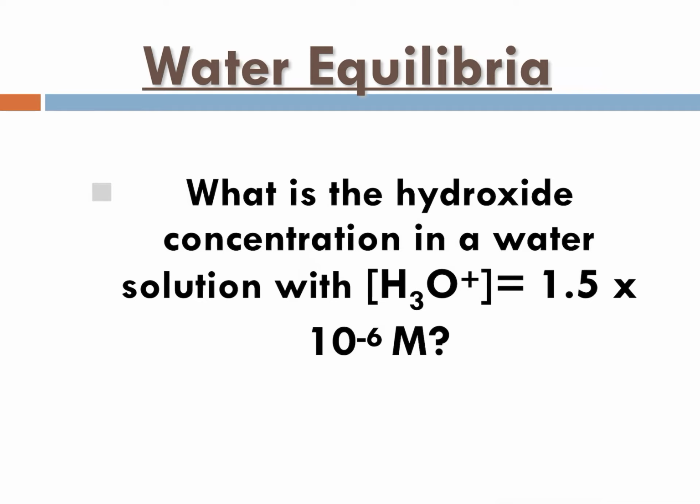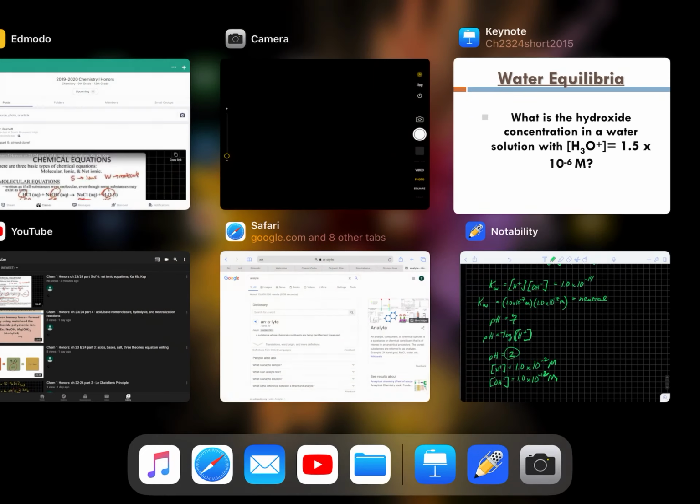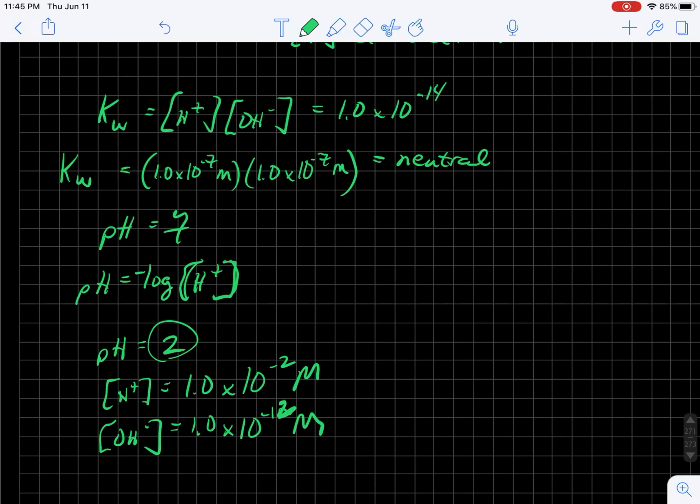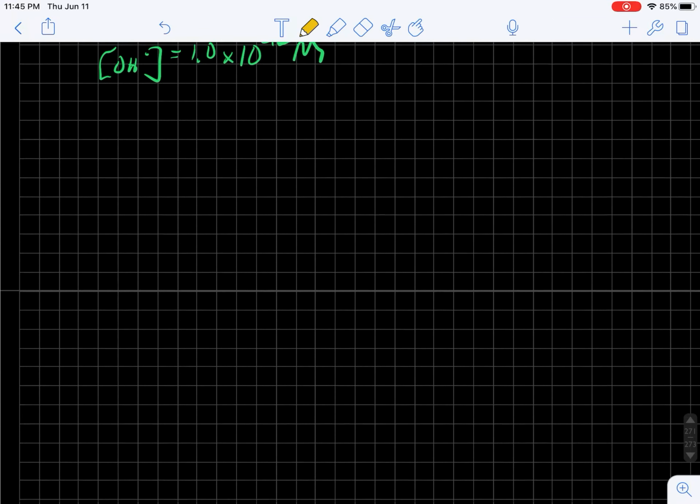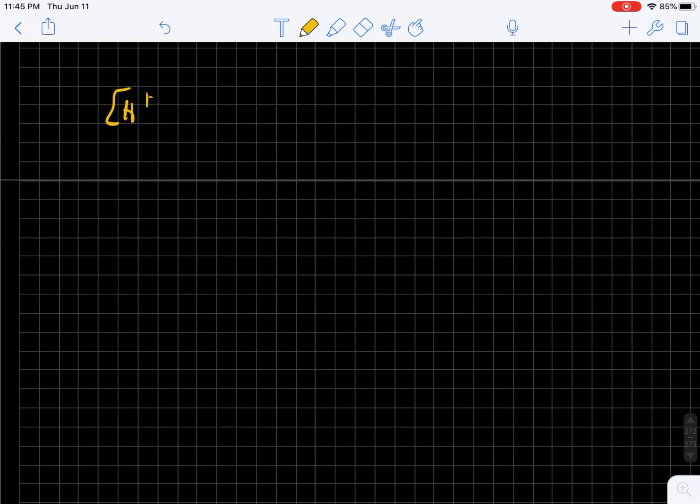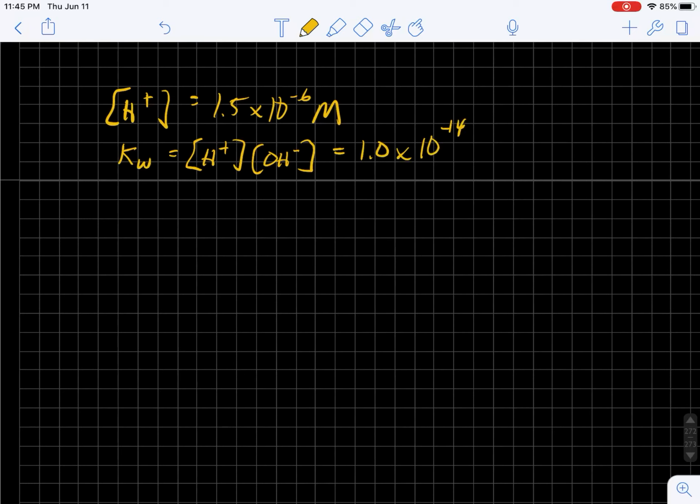All right, so questions they would ask you on a test. Hey, what's the hydroxide concentration in a solution where the acid concentration is 1.5 times 10 to the minus 6 molar? Okay, a couple of ways we could do this. We know that H plus is equal to 1.5 times 10 to the minus 6 molar. And we know that Kw is equal to H plus times OH minus, which is 1.0 times 10 to the minus 14. So we can solve this for OH minus.